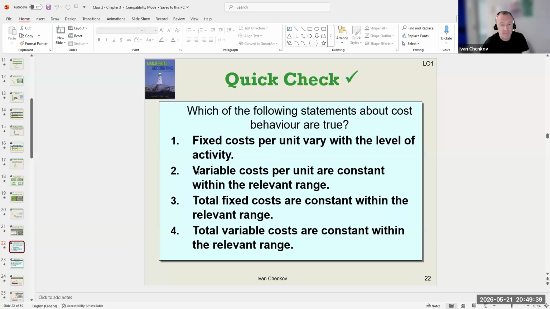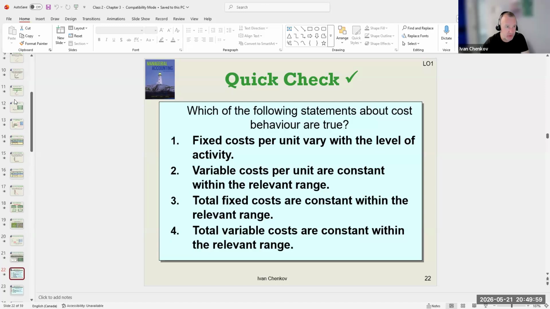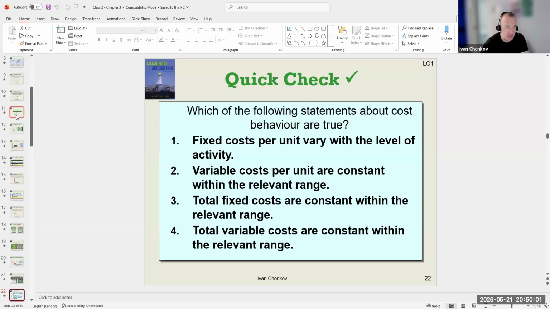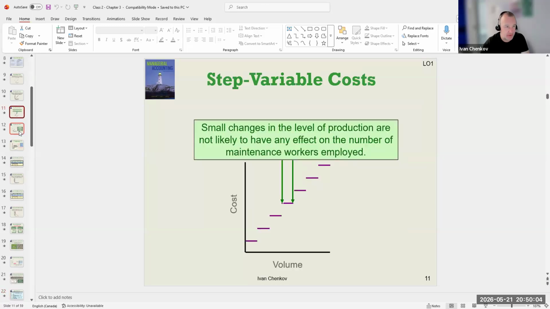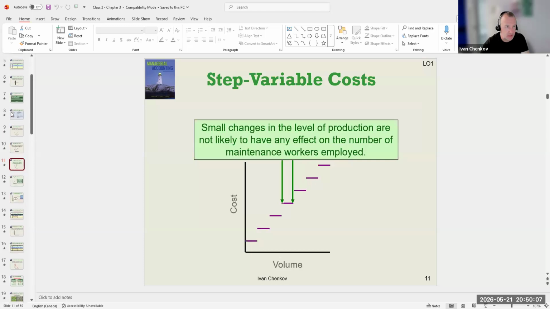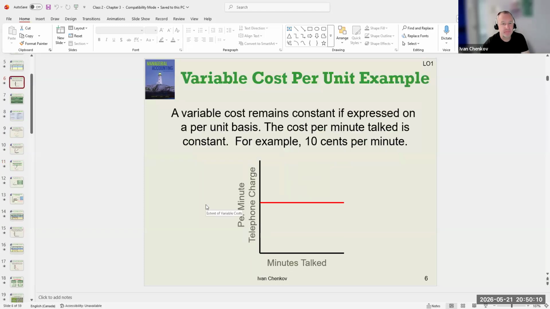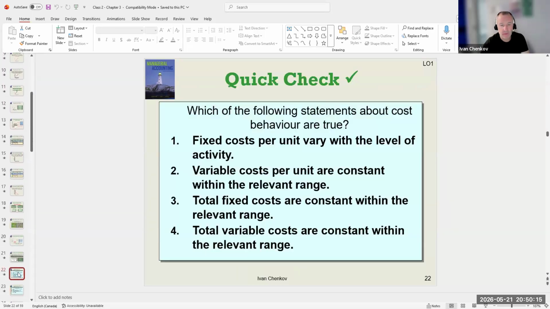Okay. Next one. Variable cost per unit is constant within the relevant range. Is this true? It is true. Let's see how the variable cost per unit behaves. Let me see the graph. No, that's a step variable cost. Where is it? There you go. Variable cost per unit. Is it the same? It's absolutely the same. It's a constant.